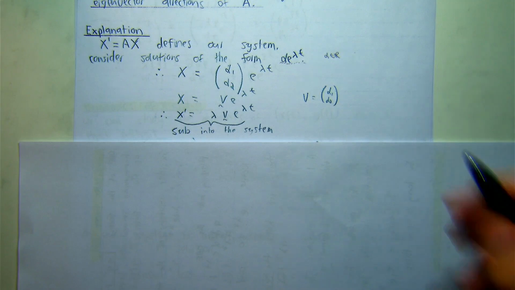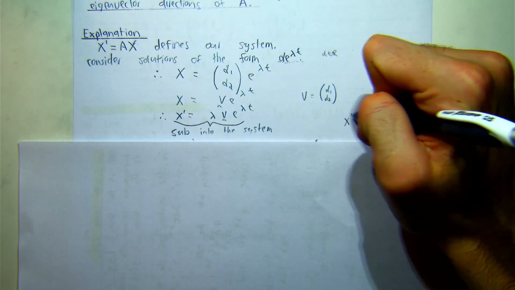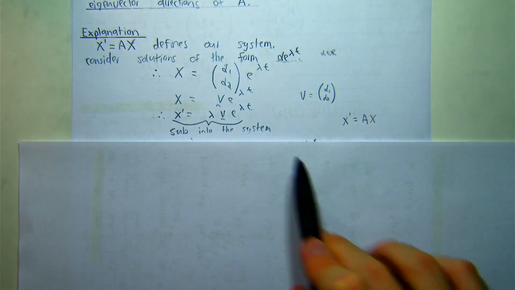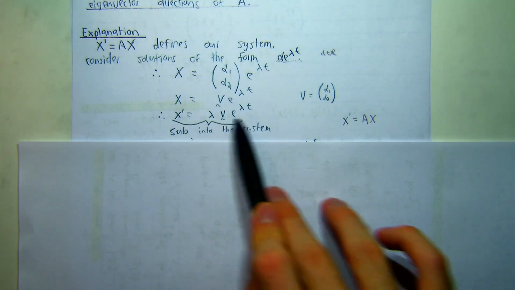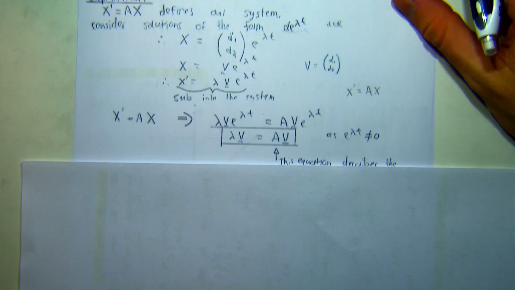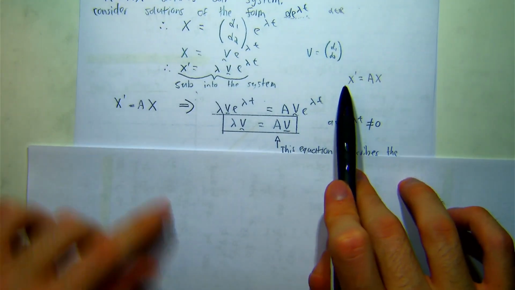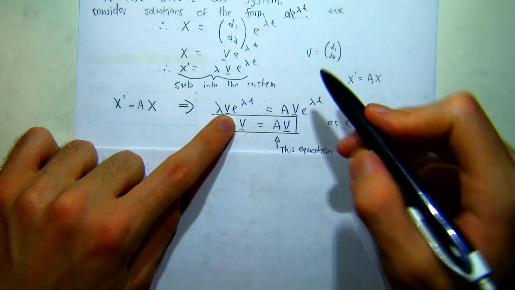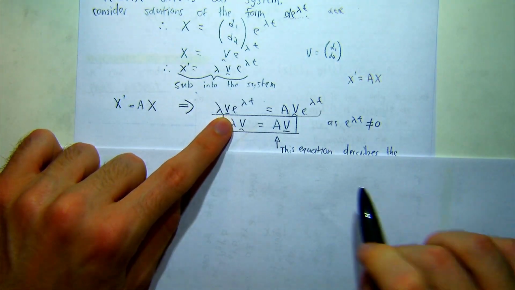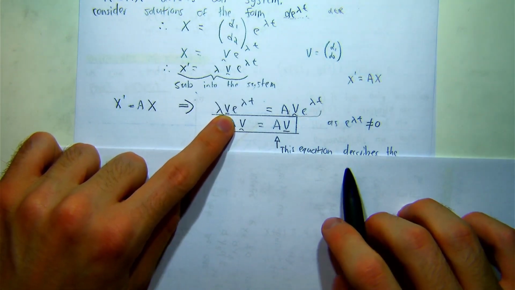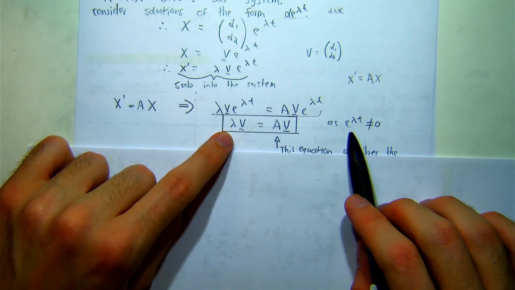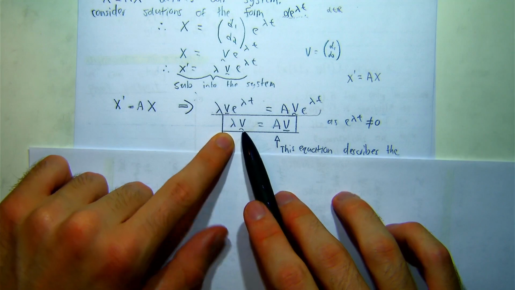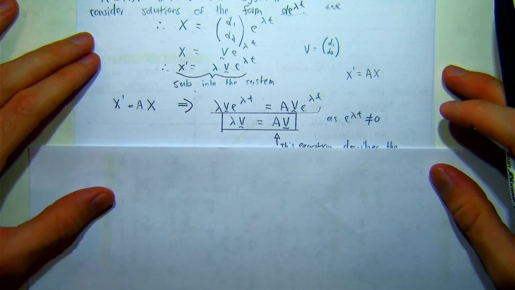Okay, and we can plug this now into the system. The system was that x prime is equal to A x. So we know x prime is this, so we can plug that directly in. That gives us x prime equal to A x, and x in this case is just this. Now, dividing both sides by e to the lambda t gives us lambda v is equal to A v.